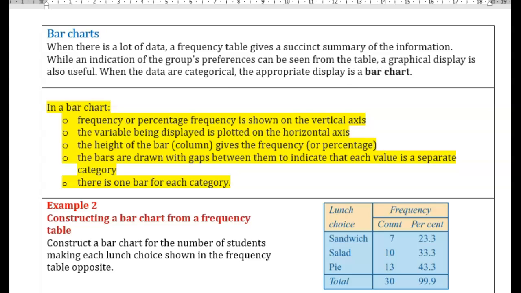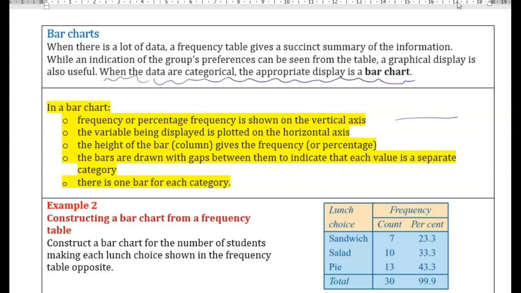Now, it's extremely important that information like this is retained, because often you are asked what is the best way to display this type of data, and you need to know the chart that best displays it basically. All right, so highlighted here in yellow, in a bar chart, frequency or percentage frequency is shown on the vertical axis.